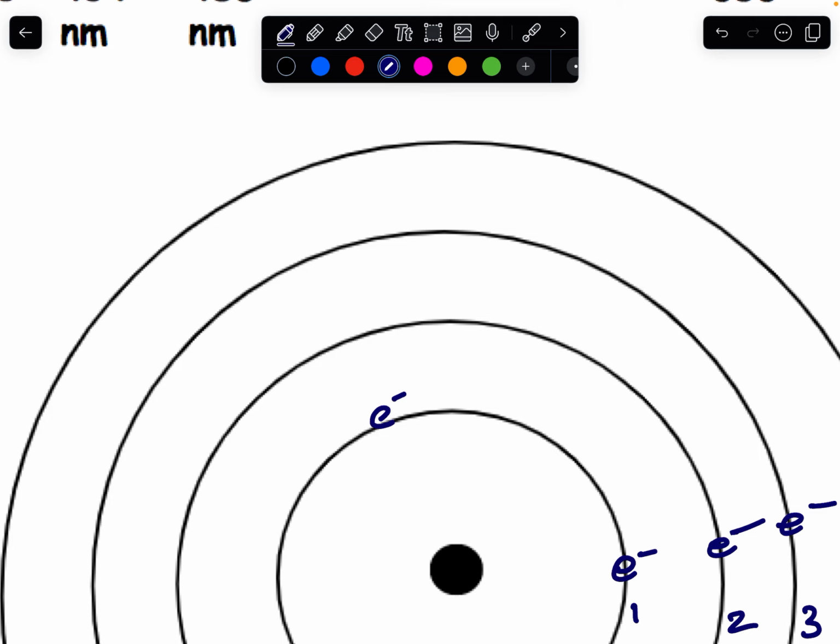Okay, but this is just our only electron, so it always hangs out closest to the nucleus. It's going to hang out in level 1. Okay, this is what we call the ground state. Right, wherever the electron normally resides is the ground state.